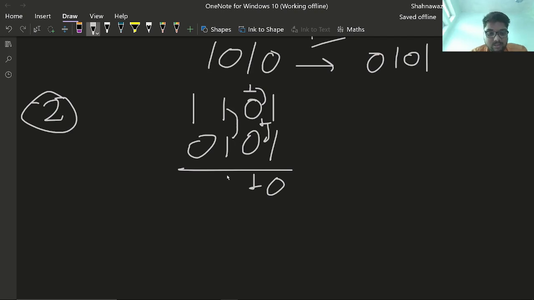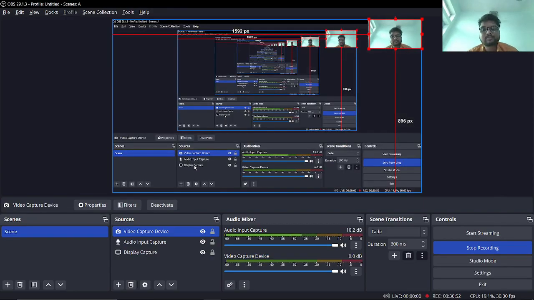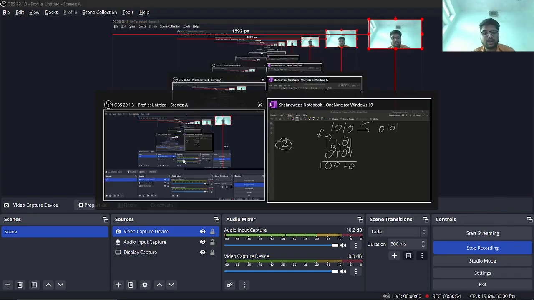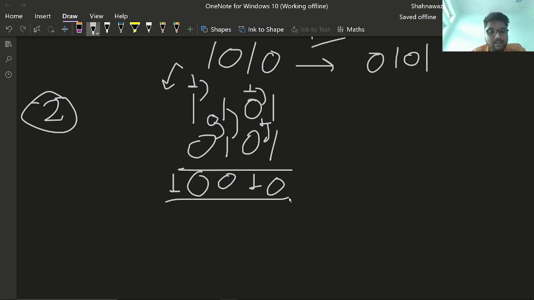Then again 0 1 and 1 0, and we will get a carry here. Then 1 and 1 give 0, but carry 1 ahead. The carry moves ahead, and it gives 0. So 0 plus 0 is 0, and then the carry 1 goes down like this. I think it is clear to you till now.